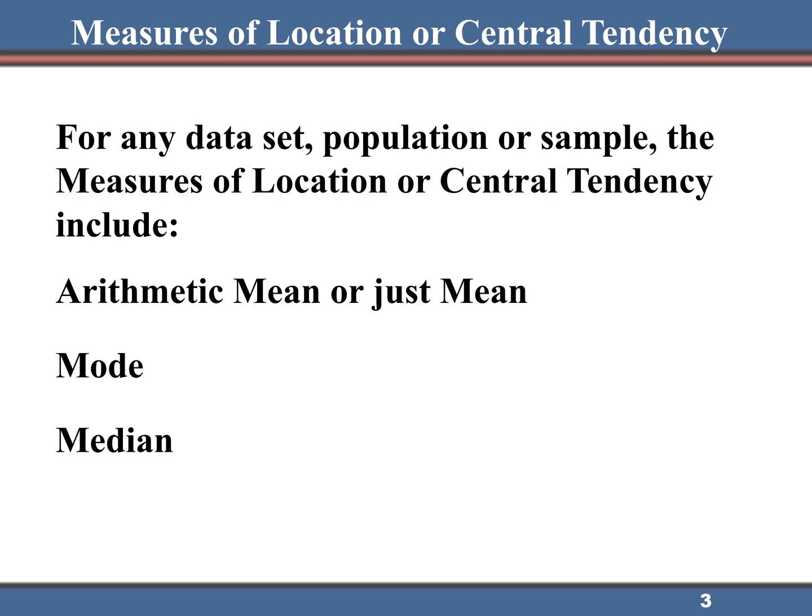In many cases, we will be interested in a measurement that describes the middle of a set of data, or the most typical value of a set of data. Such statistical measures are measures of location or measures of central tendency. The most commonly used measures of location are the arithmetic mean, the median, and the mode.